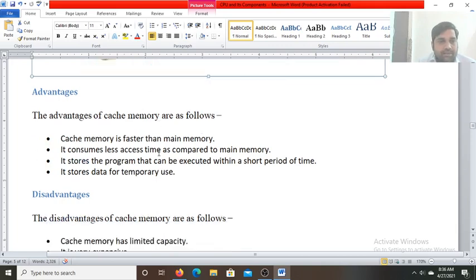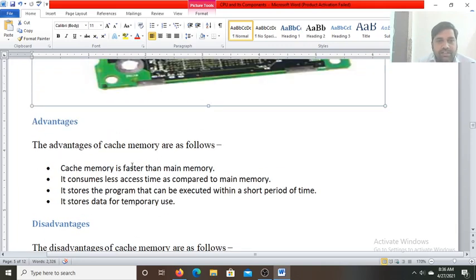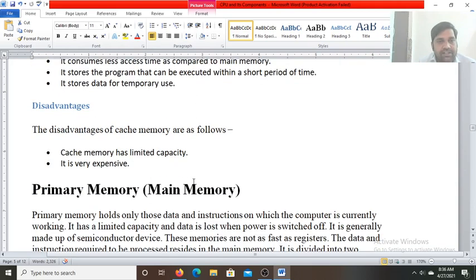It is also volatile memory. So when you switch off the computer, all data stored in the cache memory will be lost. Disadvantage: cache memory has a limited capacity, the size is very less, and it is very expensive.